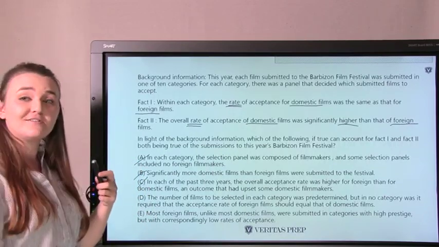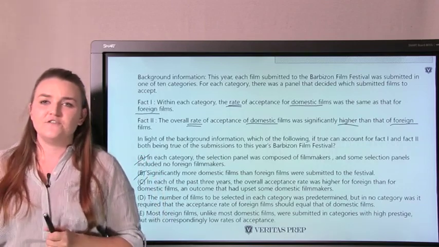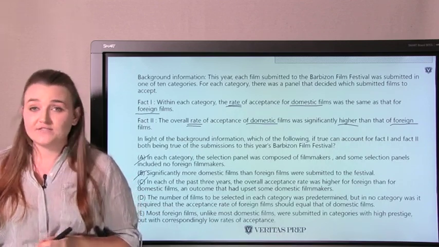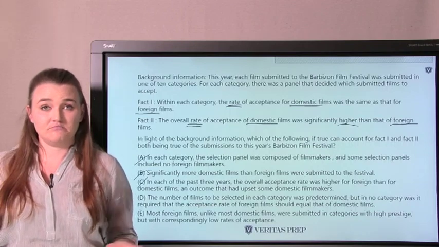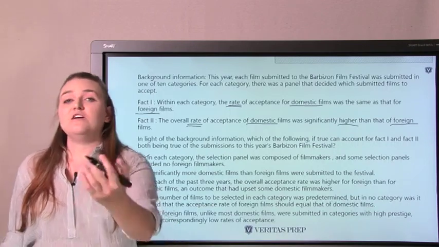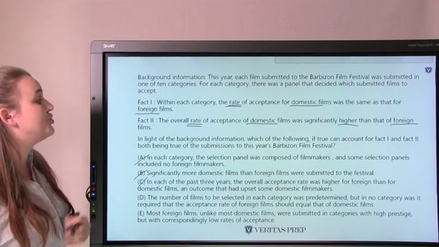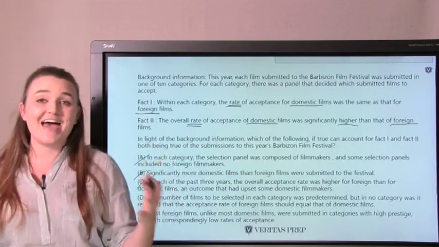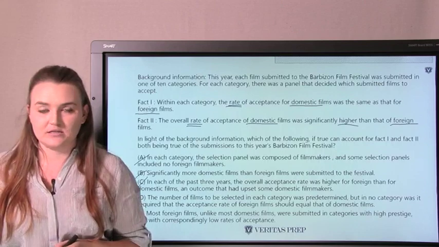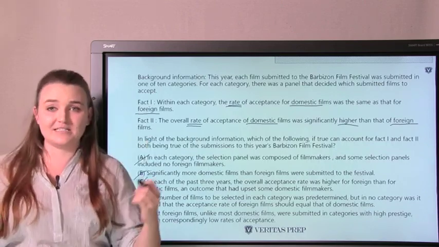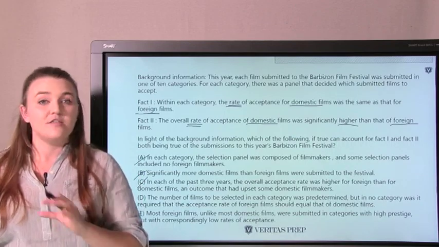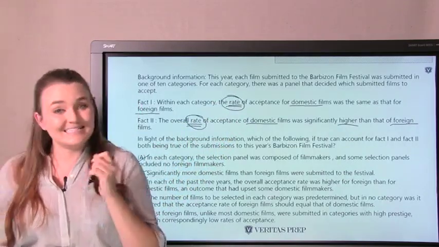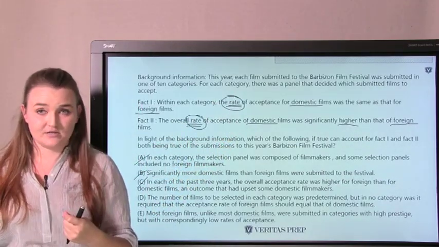And if we look to D, right? So what if 2 out of 10 were accepted for domestic and 1 out of 5 was accepted for foreign? Keep in mind, 2 out of 10 and 1 out of 5 is the same acceptance rate, right? Now, to your point, if fact 2 had told us that more domestic films were accepted than foreign films, then what you're saying would absolutely make sense. If a higher quantity of domestic films were accepted, right, then absolutely what you're saying makes sense. But keep in mind, we're comparing rate to rate, and it doesn't align that difference between rate and rate.